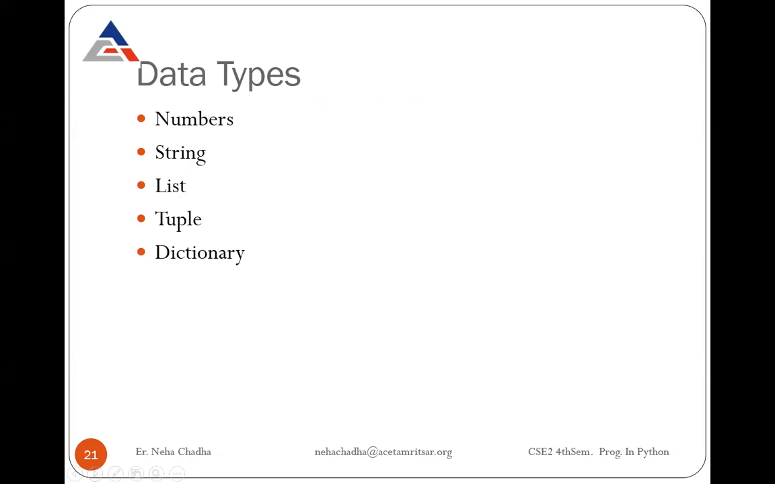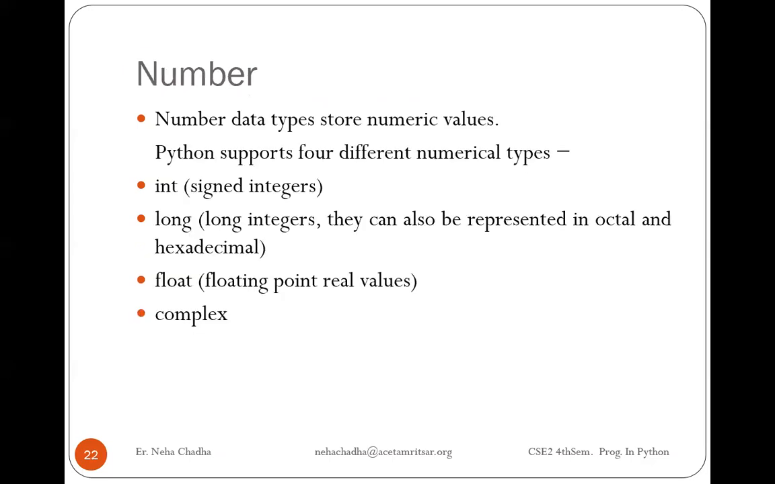Then the data types. The following are the data types available in Python: number, string, list, tuple, and dictionaries. Number data types store numeric values. Python supports 4 types of numerical types, that is signed integers, that is int, long, float, and complex. These are the data types of numbers supported by Python.